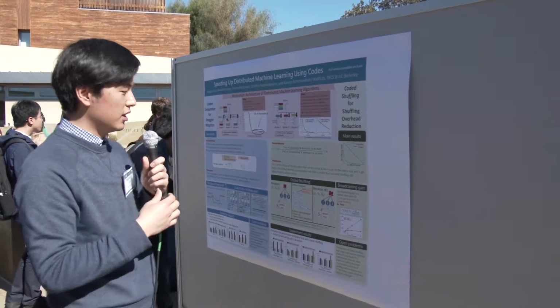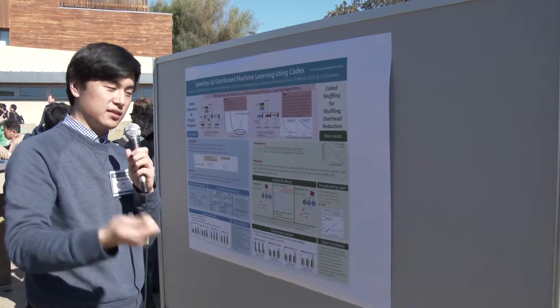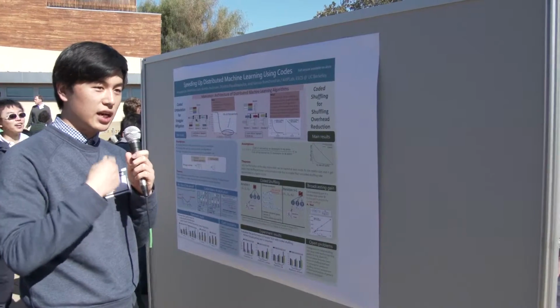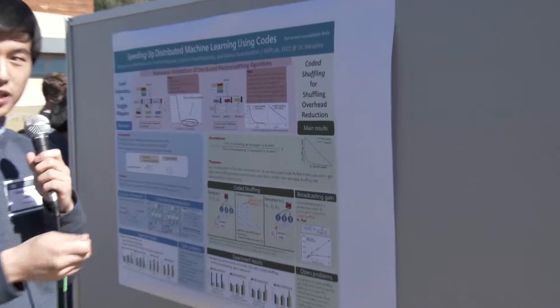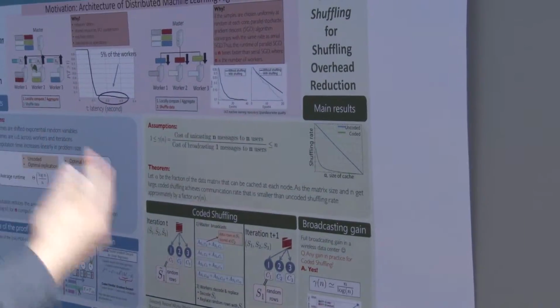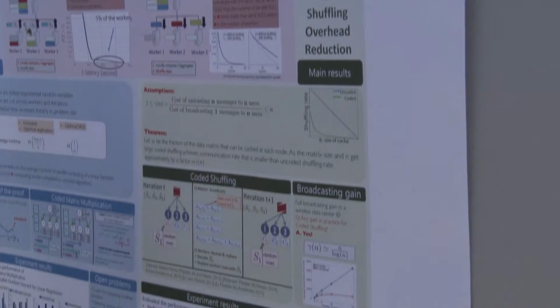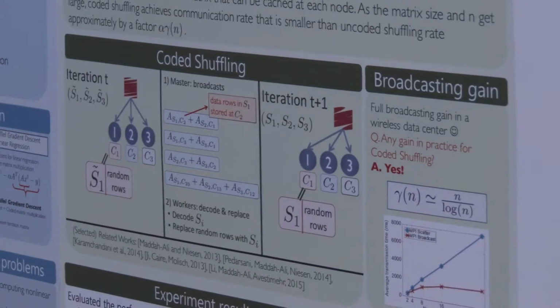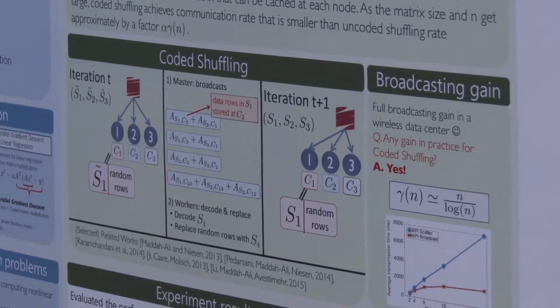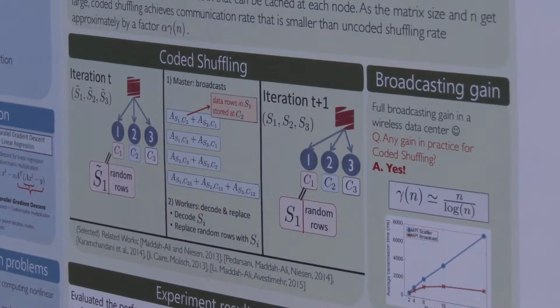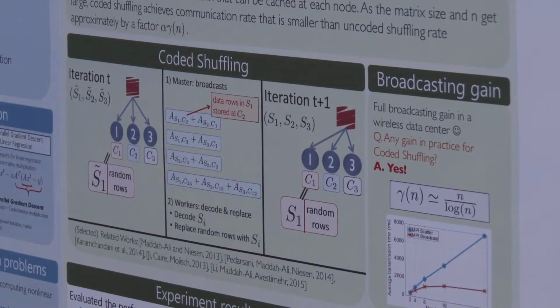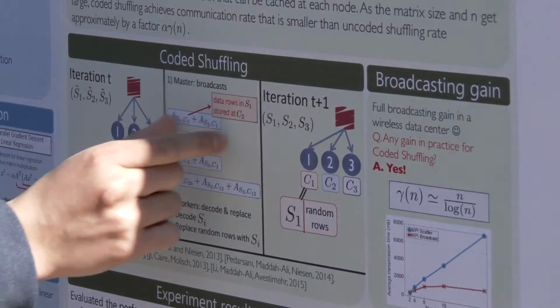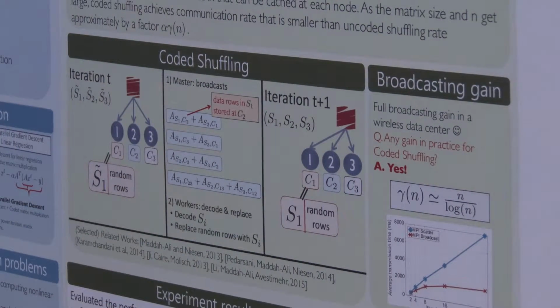The idea here is that if you have a broadcasting channel, you can exploit the coding opportunity. The reason is that in iteration T, worker 1 wants to update its rows so that you can work on fresh samples in the next iteration. But the rows that you want to download are actually stored at some other nodes. Exploiting that fact, the master node can mix the rows of the data, and using the broadcast channel, you can reduce the communication overhead.